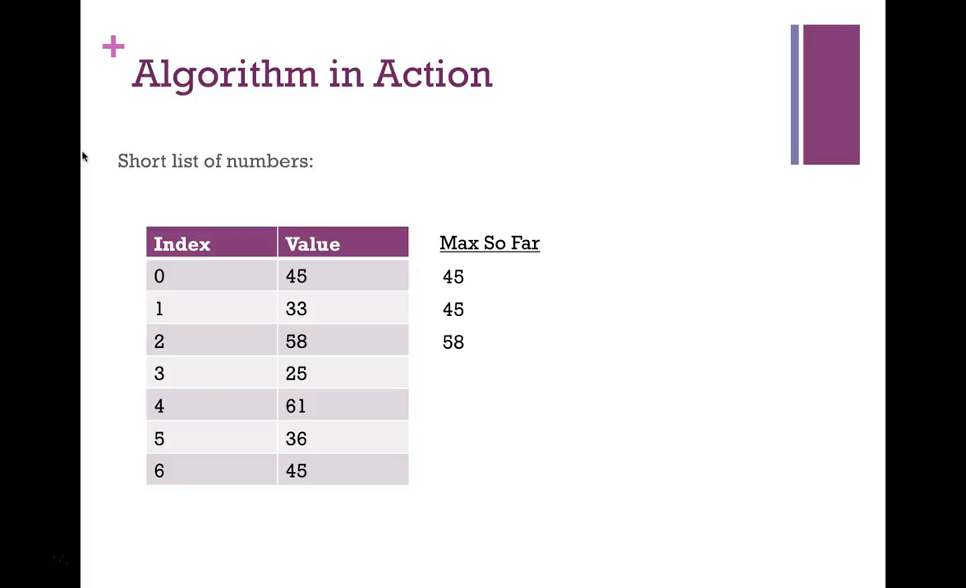We then go to 25. Is 25 higher than 58? No, so we're going to keep remembering 58. Is 61 greater than 58? Yes, it is. So we're going to remember 61. Is 36 bigger than 61? No, it's not. So we're going to keep the 61. And finally, is 45 greater than 61? No, it isn't. So we've reached the end of the list, and 61 is our maximum so far, but we've reached the end. There's no other numbers to check. So what can we conclude? That the maximum value on the list is 61.